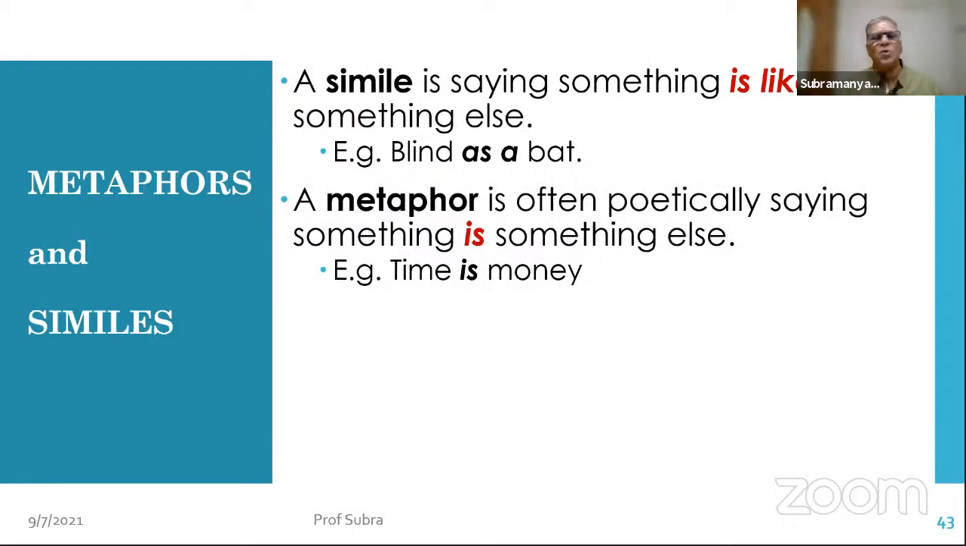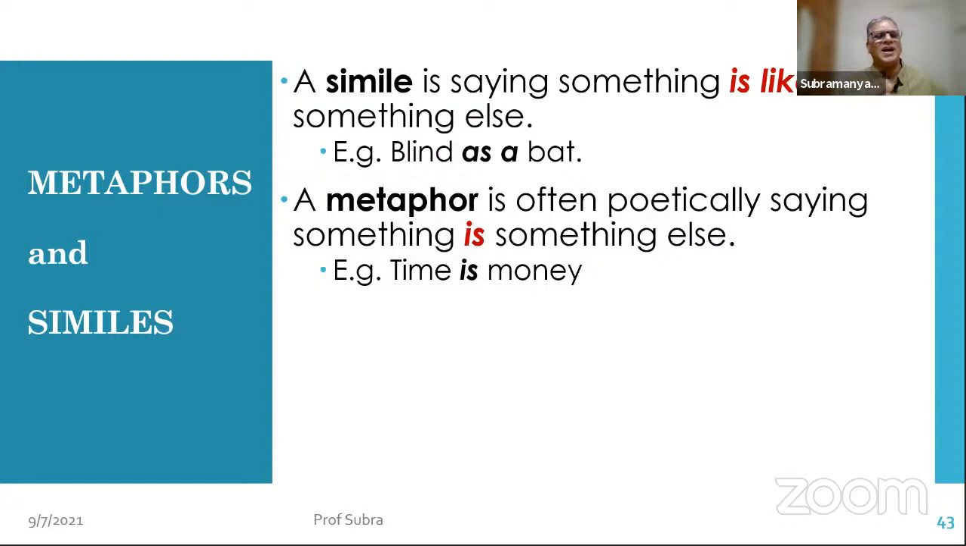I also would like to say a few words about these metaphors and similes. What is a simile? A simile is saying something is like something else. Similar, simile: something is like something else. Usually the term uses "as" or "like", for example, blind as a bat. That's a simile. Whereas a metaphor is saying something is something, like time is money. It is not literally speaking, but figuratively speaking. So that is a metaphor.